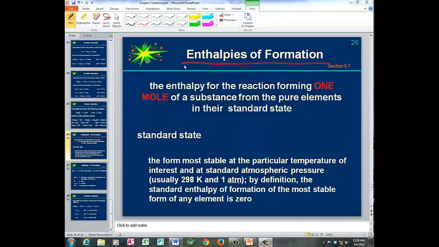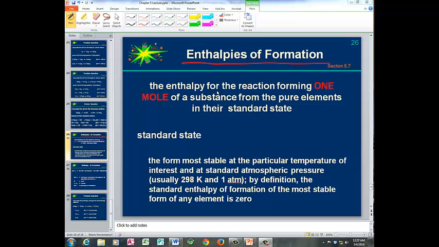There is one other way that you can determine the delta H of a reaction, and that is using the enthalpies of formation of elements and compounds to determine the enthalpy for a reaction, or the delta H for a reaction. And this is actually one of the easiest ways to do it. So first of all, let's come up with a couple of definitions.